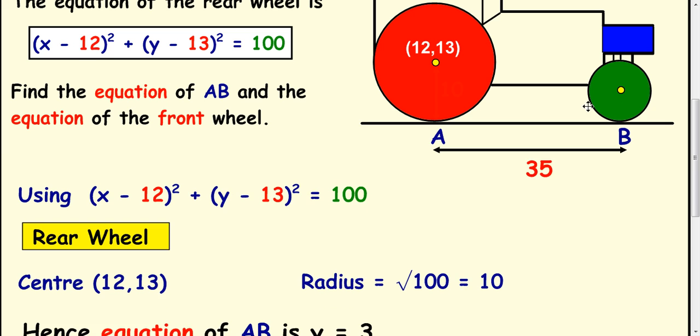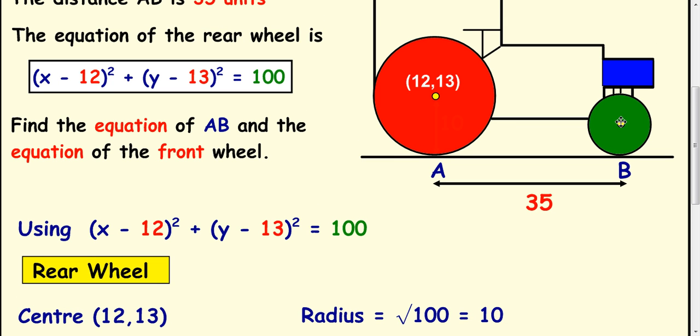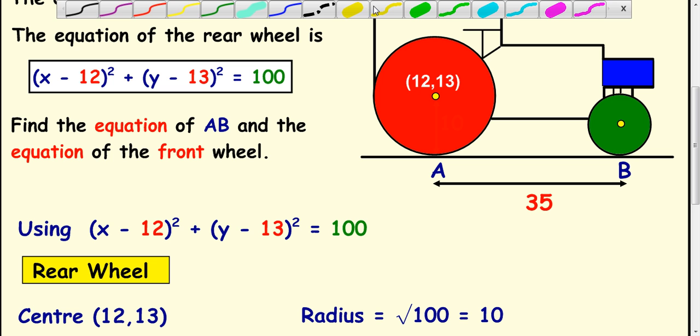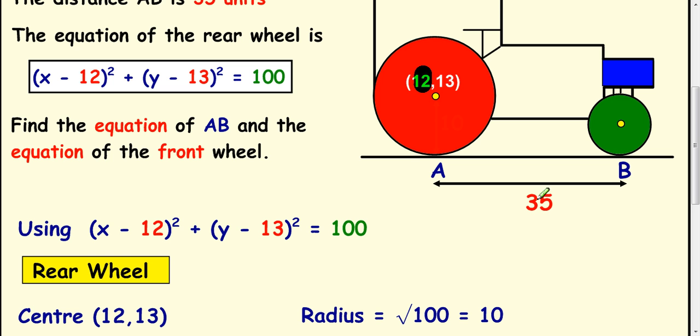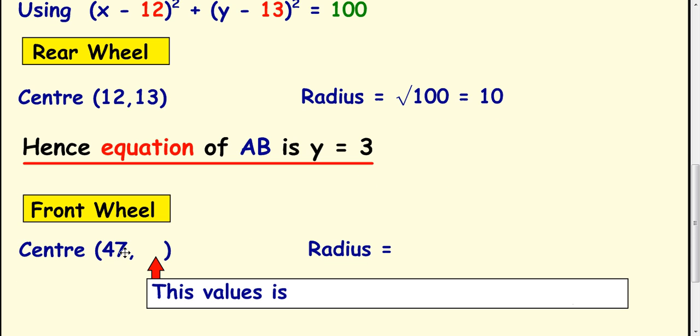The other thing is we need to get the centre point. We've got the radius now, we need to get the centre point. So this is 12 along, 13 up. To get how far along this is, it's really 12 plus 35 to get the x coordinate of this bit. So this is going to be 47 something. That's what I've got down here, 47 something, and we've worked out that the radius is 5.